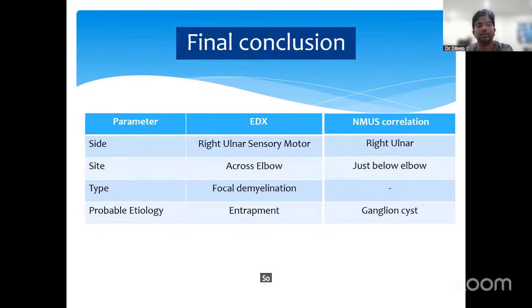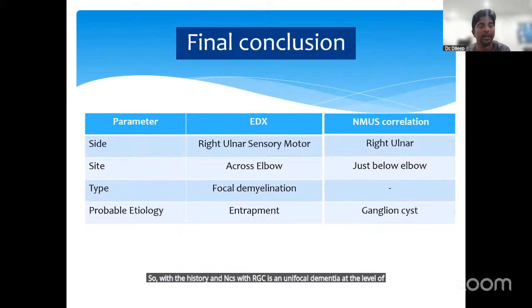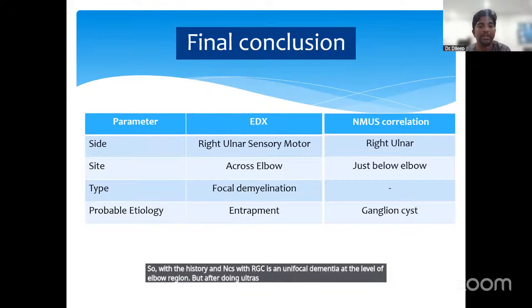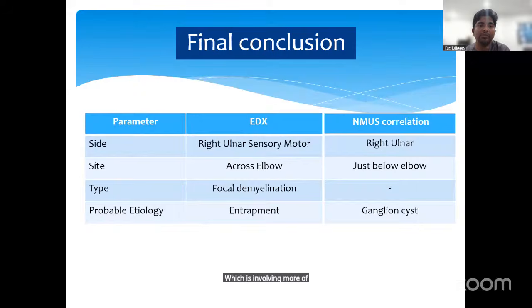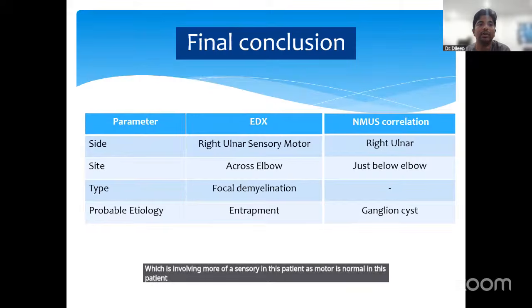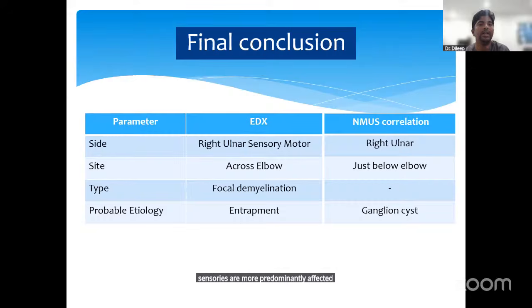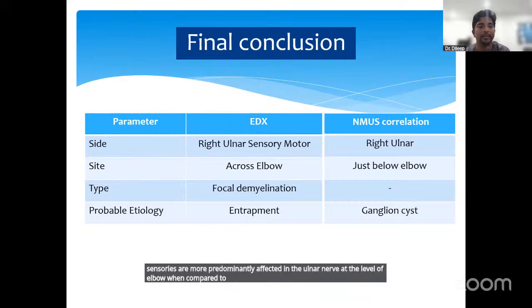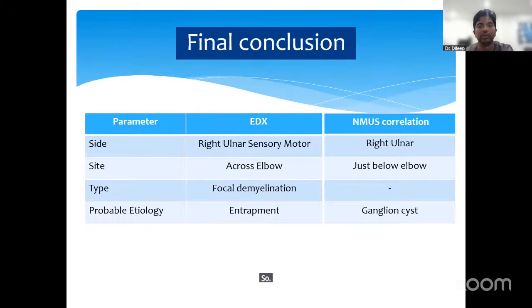With the history and NCS, we thought this was a focal demyelination at the level of elbow region. But after doing ultrasound to know the etiology, this patient has a ganglionic cyst occurring below the level of elbow and extending up to the elbow, which is involving more of the sensory fibers in this patient, as motor is normal, maybe due to differential fascicular involvement, as the sensories are more predominantly affected in the ulnar nerve at the level of elbow when compared to the motor. So this is a case of ulnar neuropathy due to ganglion cyst at the level of elbow.